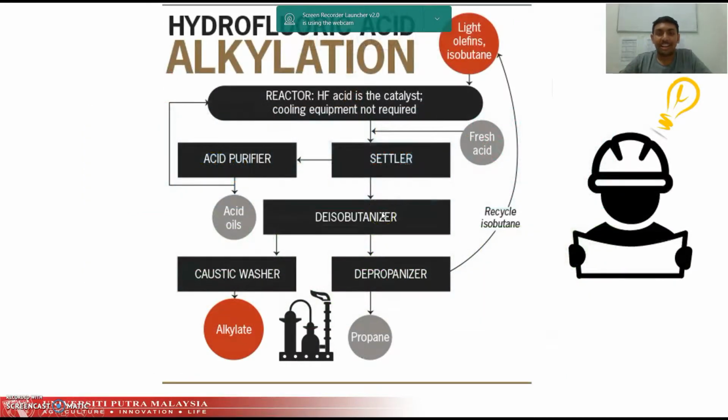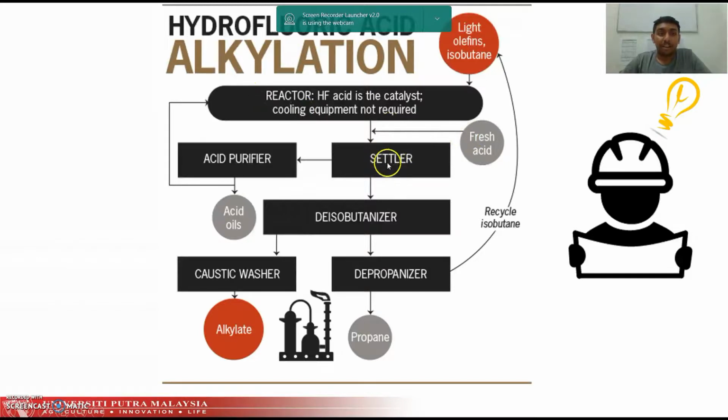By using this diagram, we can understand further about this process. The light olefin and isobutane will be fed into the reactor. Inside the reactor, hydrofluoric acid acts as a catalyst. So the reaction will happen, and then the product will go out from the reactor to the acid settler. Inside the acid settler, the acid will settle down at the bottom, and then go to the acid purifier to be recycled back to the reactor.